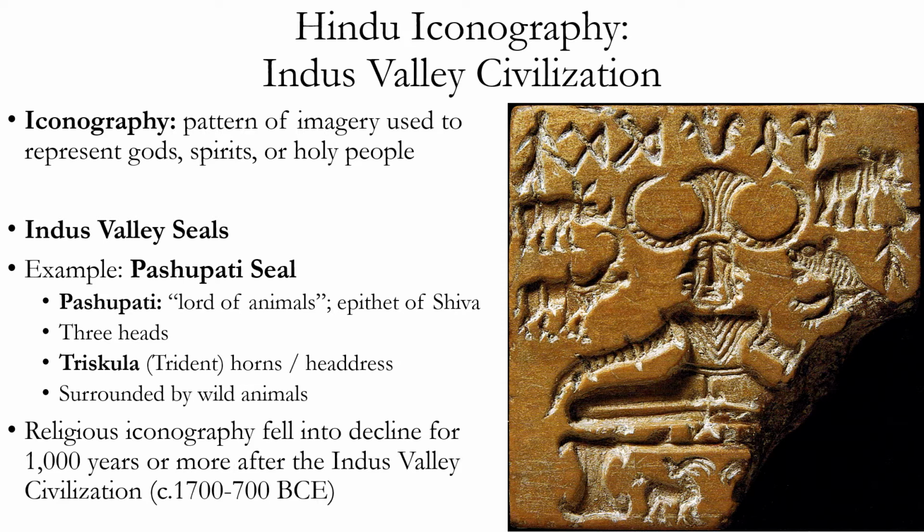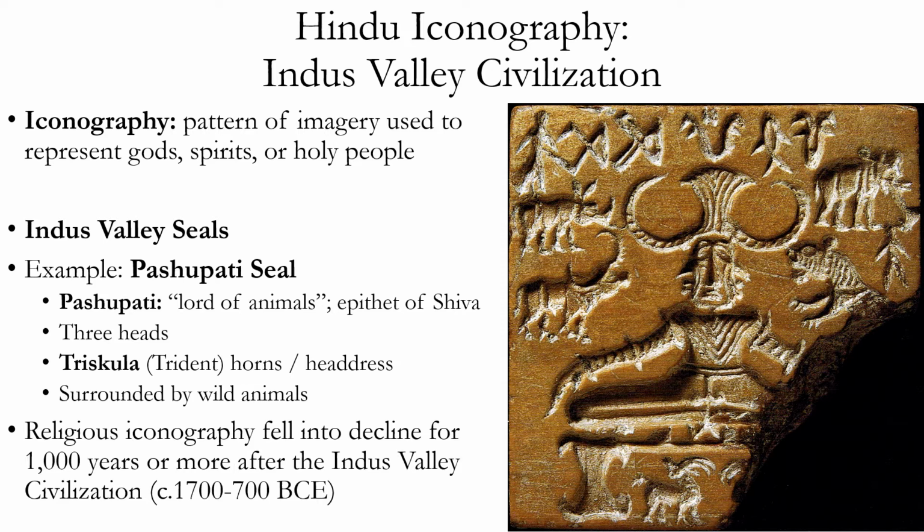Also, you'll notice that the figure has some stripes on his torso and arms, and these may represent the stripes of a tiger skin or other animal skin. You can see what looks like a tiger to the right of the seated figure, and the stripe pattern is similar to that on the garments being worn by the seated figure.